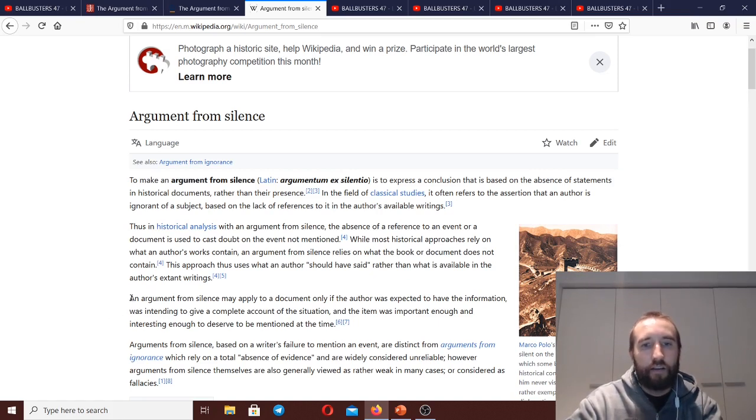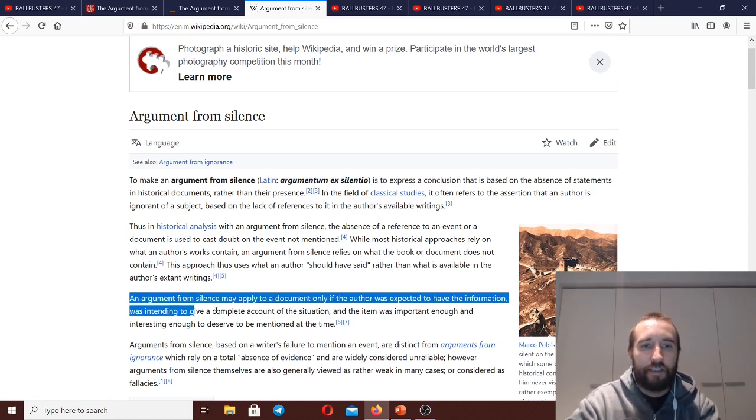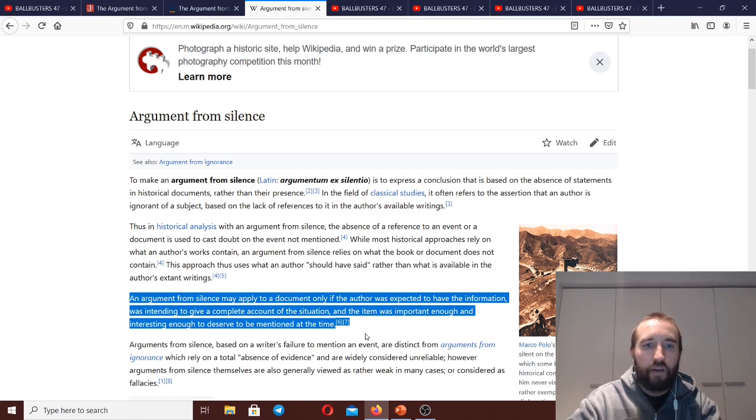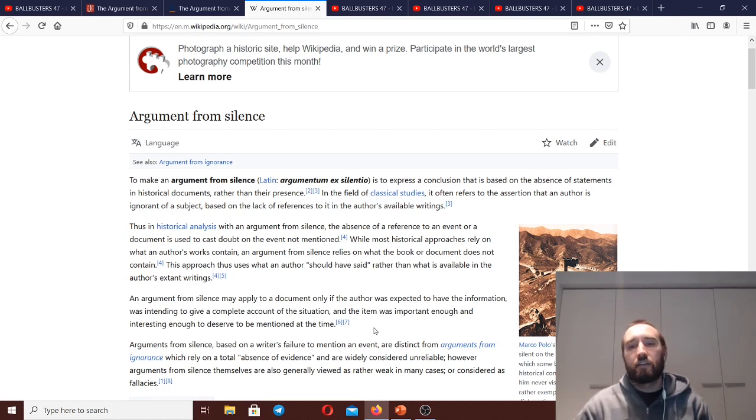See, this Wikipedia page isn't even considering this as a fallacy. It says that an argument from silence may apply to a document only if the author was expected to have the information, was intended to give a complete account of the situation, and the item was important enough and interesting enough to deserve to be mentioned at the time.